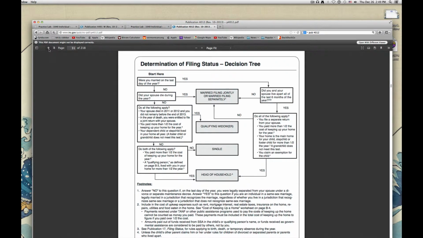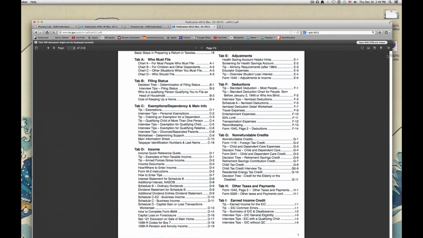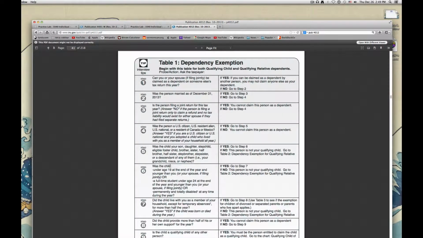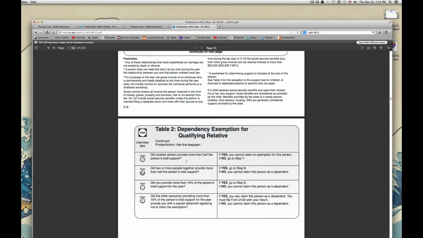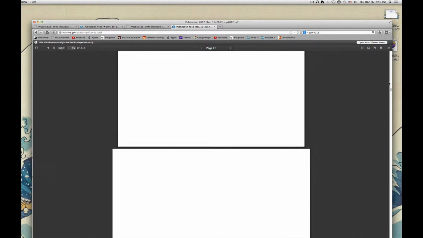And similarly, if we go back to the table of contents, we can see how to navigate to the dependency chart. Just for a quick look at that. And it's also going to come down to lived with you all year as a member of your household. So the answer is no, you cannot claim this person as a dependent. So that's kind of the skinny on that topic.